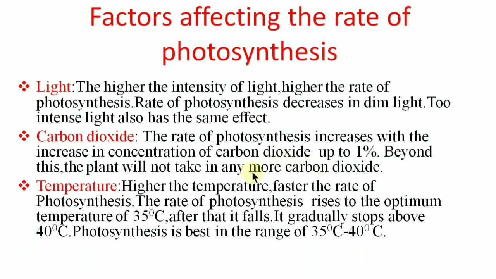Then temperature. Photosynthesis takes place within a wide range of temperature. If the temperature is high, then the rate of photosynthesis will be faster. So the rate of photosynthesis rises to the optimum temperature of 35 degrees centigrade. But after that it falls, and it gradually stops above 40 degrees centigrade. So the best range for photosynthesis is between 35 degrees centigrade and 40 degrees centigrade.